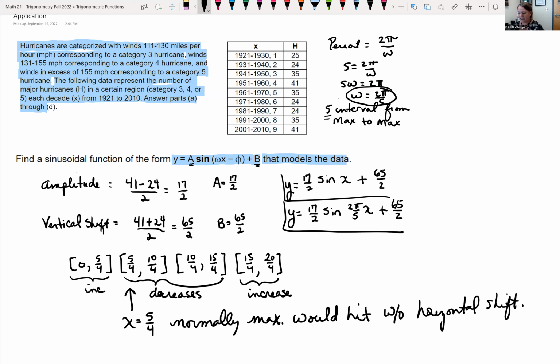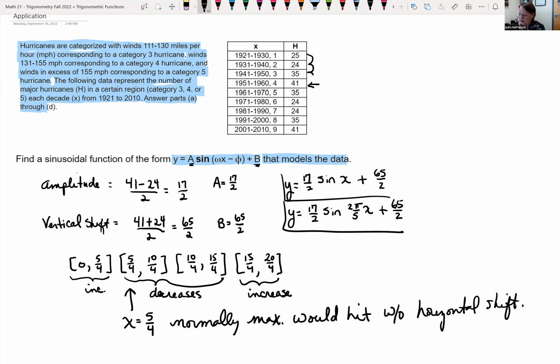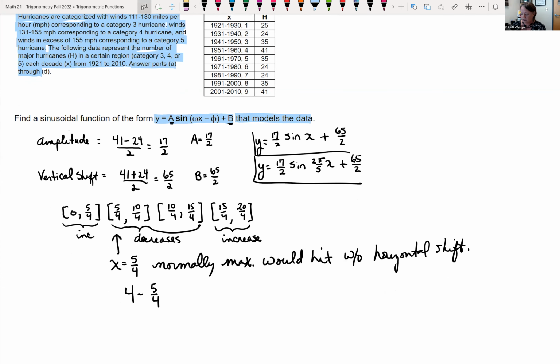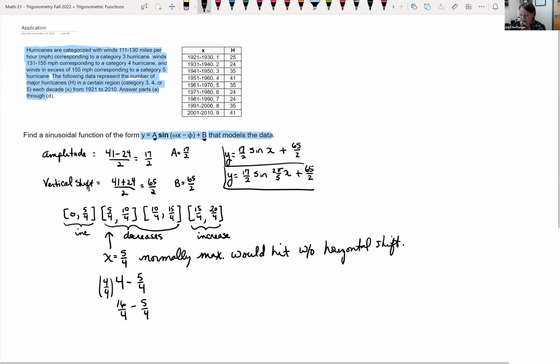So now let's look at where our max really occurs. Our max was 41. Let's look at what interval that occurs at. This would be 1 interval, 2 intervals. Actually, the 4th interval is where it's hitting. And so we're going to look at 4, where it would normally hit, minus the shift. So 4, which is our shift, minus the 5/4. If we get a common denominator here, multiplying 4 by 4/4, we have 16/4 minus 5/4, which is giving us 11/4.